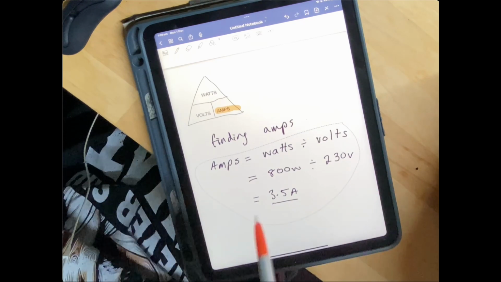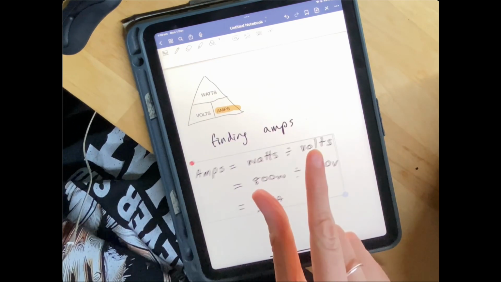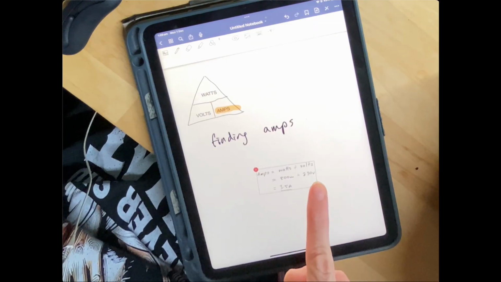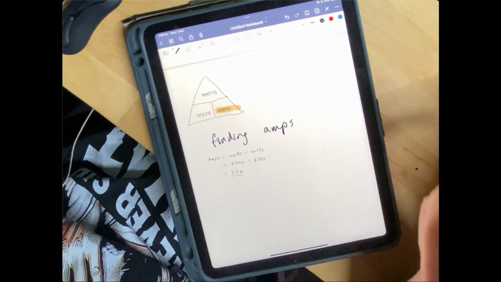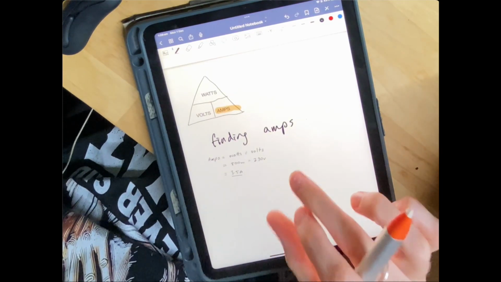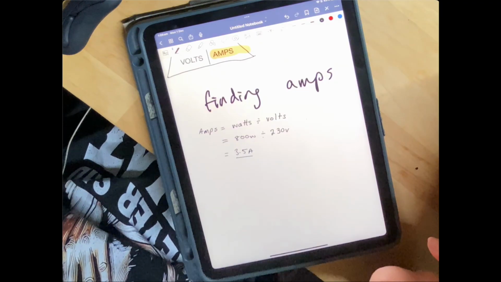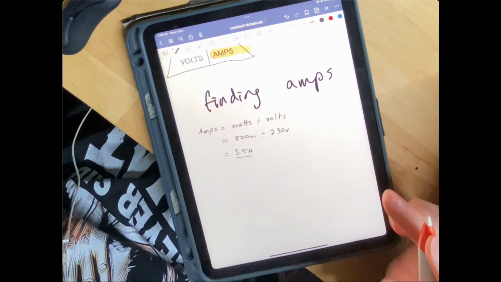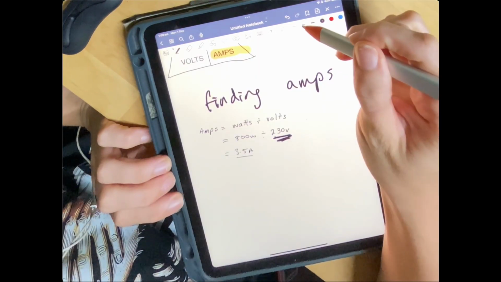I've done that based on 230 volts, right? But if you are using your off-grid system, you are not using 230 volts, are you? You are using a different voltage, either 12 volt, 24 volts, 48 volt. So let's pretend you are using your 12 volt system this time. So instead of 230 volts, you are using 12 volts.